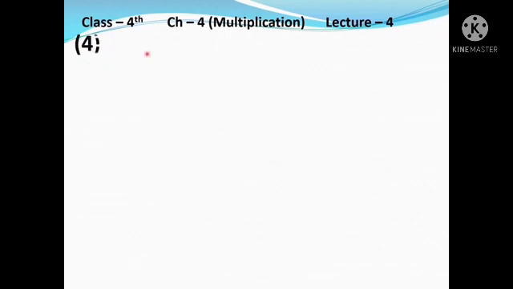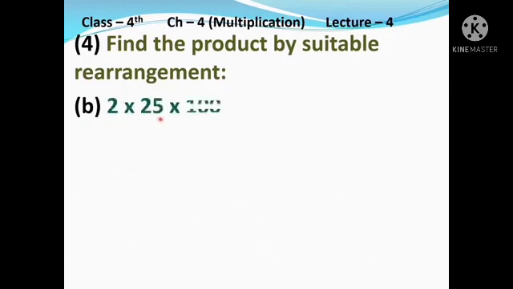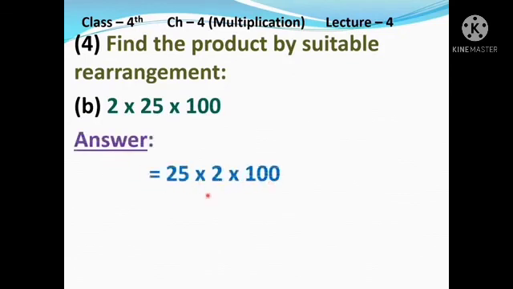Now, question 4. Find the product by suitable rearrangement. B part: 2 multiply 25 multiply 100. First, we will rearrange these numbers. Write down the answer. Write down equal to 25 multiply 2 multiply 100. First, multiply 25 by 2. See, 25 by 2 equal to 50. So, write down equal to 50 multiply 100.